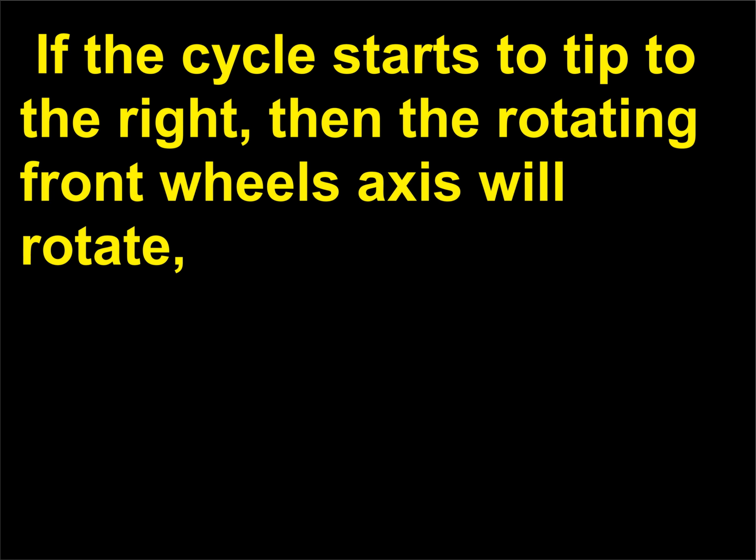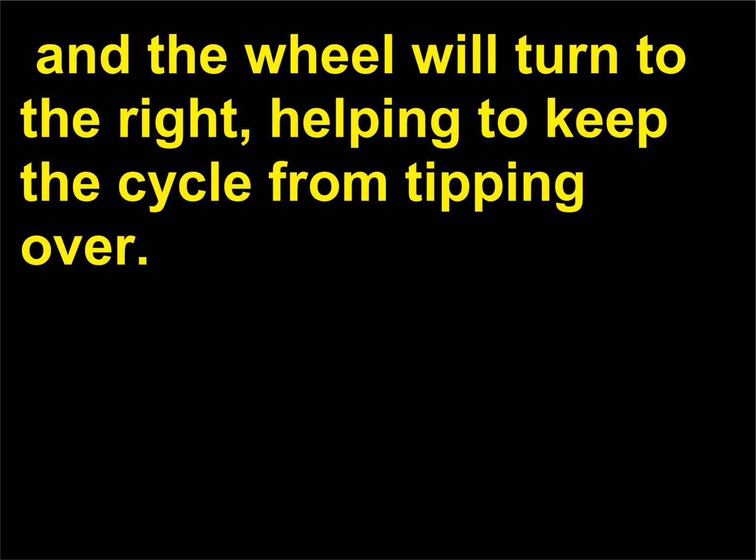Precession is also important for bicycles and motorcycles. If the cycle starts to tip to the right, then the rotating front wheel's axis will rotate, and the wheel will turn to the right, helping to keep the cycle from tipping over.